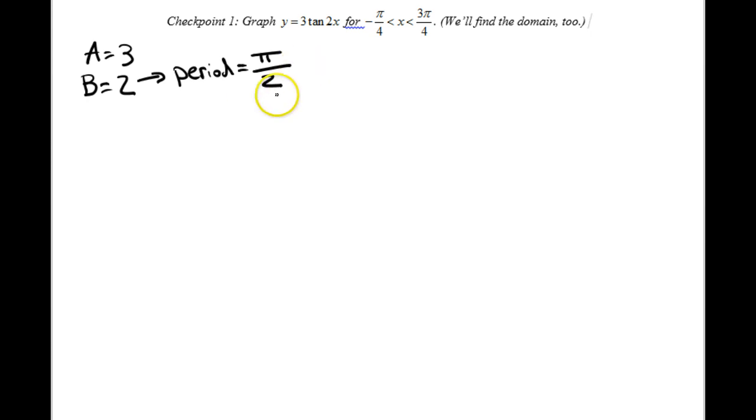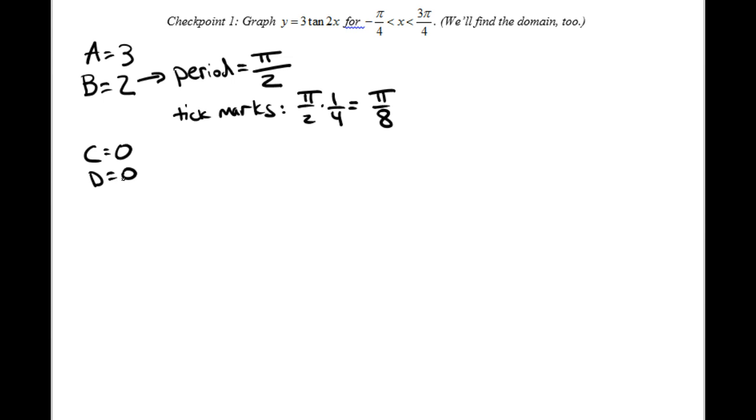Okay, I'm then going to take that and figure out my tick marks in order to label my x-axis by taking pi over 2 and multiplying it by 1/4 and taking a quarter of it, just like we did with sine and cosine. So that's pi over 8. So my tick mark should be happening every pi over 8. Now notice I don't have a c and I don't have a d, which means I haven't shifted up and down and I haven't shifted to the left or right. So we only have stretches to deal with, which is nice.